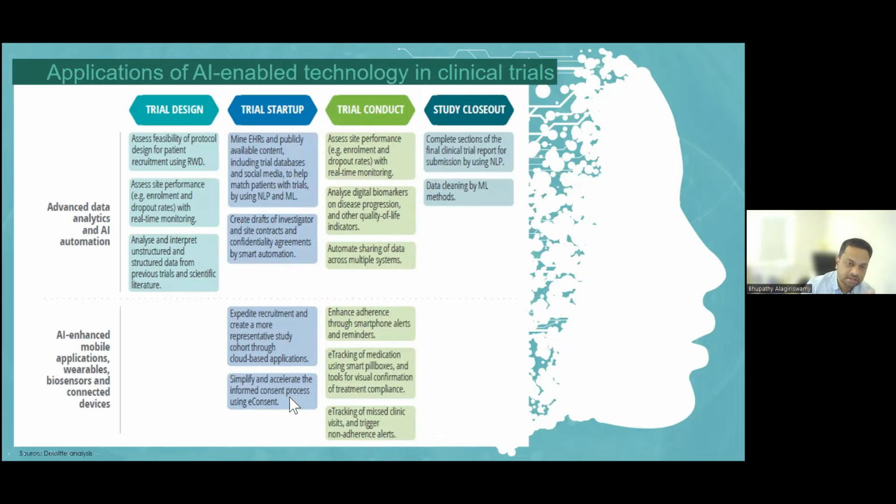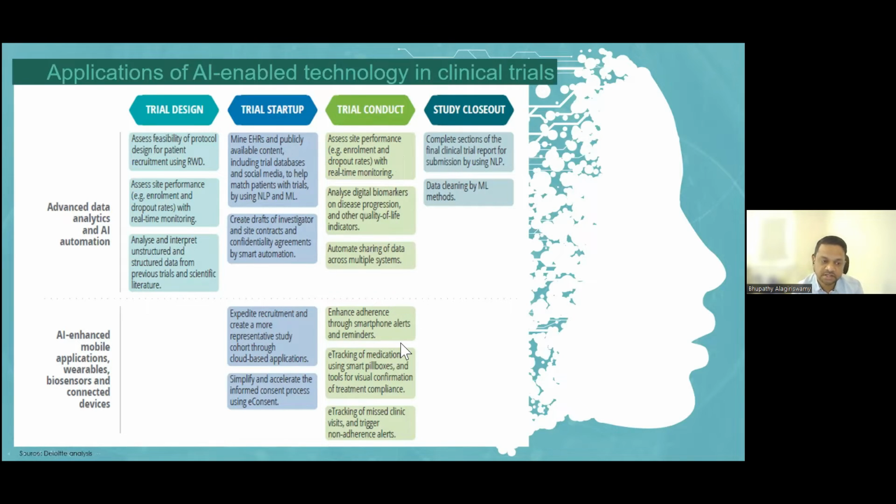More than e-consent, it is kind of an automation of the e-consent, where you can prepare patients for the respective upcoming or amended consent forms. For the trial conduct, again, we can use this for site performance, with real-time monitoring of enrollment and dropouts, and analyze the digital biomarkers on disease progression or other quality of life indicators. It also automatically shares this data to other systems or vendor systems.